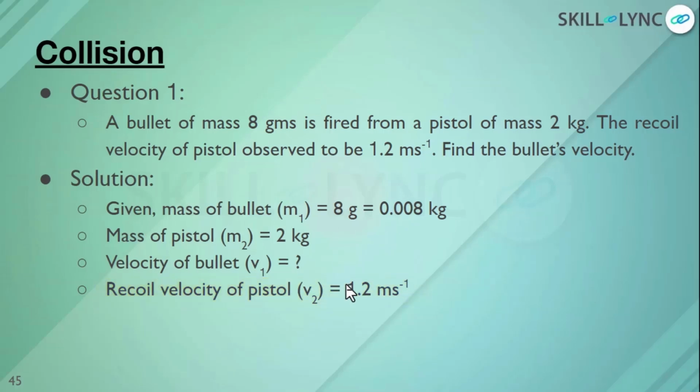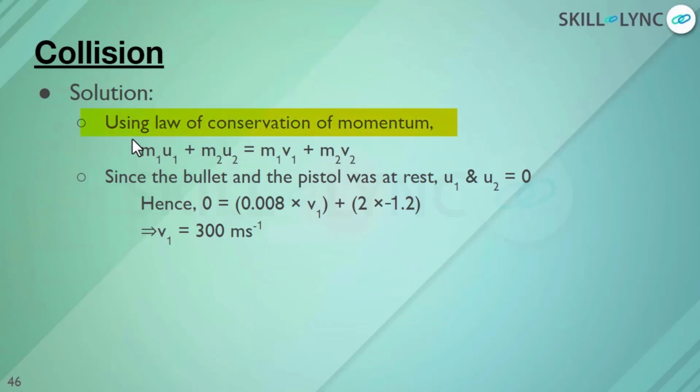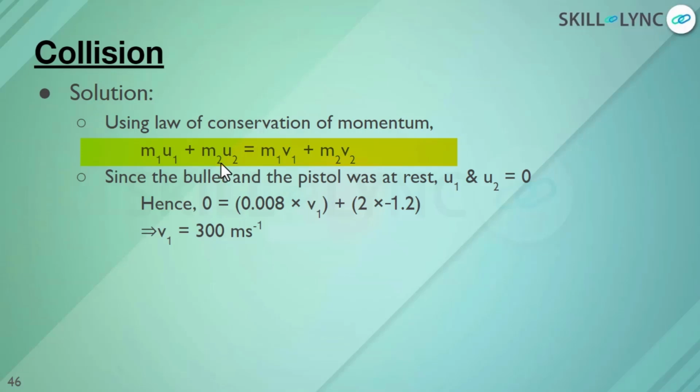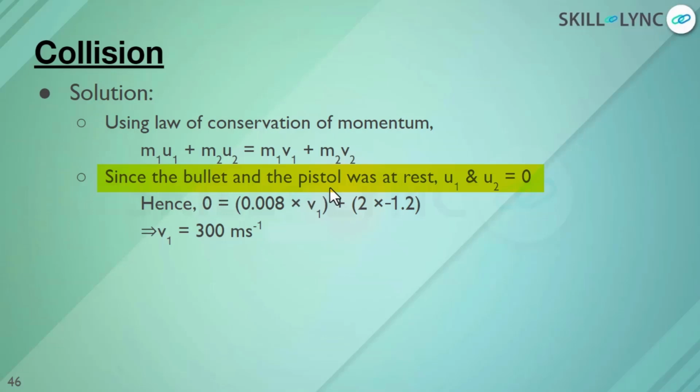Going ahead with the solution, by using the law of conservation of momentum, we already know the formula: m1 u1 plus m2 u2 is equal to m1 v1 plus m2 v2. Since the bullet and the pistol were at rest, u1 and u2 are equal to 0. Let me explain that. When the bullet was not fired from the pistol, both the bullet and the pistol were at rest. Therefore, the initial velocity of the bullet, u1, must be 0, and the initial velocity of the pistol, u2, must also be 0.